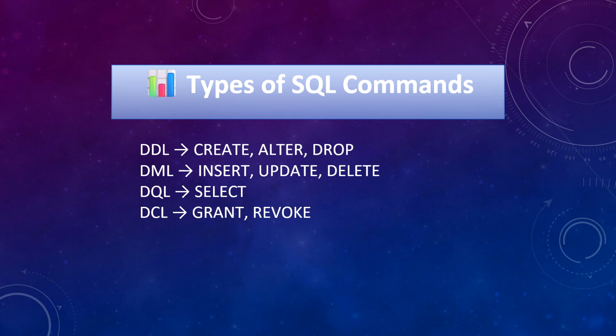DCL, DQL, TCL. So DDL is nothing but Data Definition Language. DML is Data Manipulation Language. DQL is Data Query Language. DCL is Data Control Language. TCL is Transaction Control Language. If you want to define the data, then we use DDL. If you want to manipulate the data, then we use DML. If you want to retrieve the data, then we use DQL. DCL we use to grant permissions. TCL, Transaction Control Language, we use for transaction management.